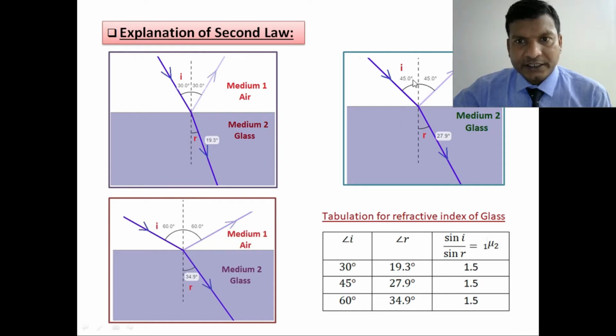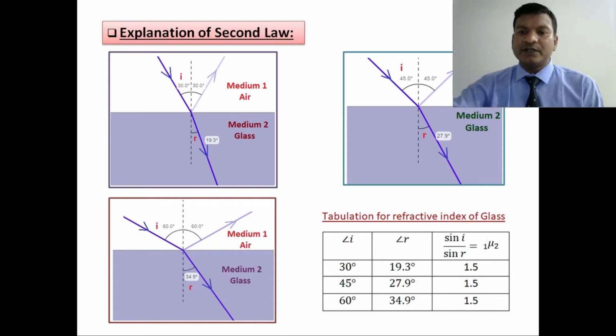See in the second diagram, angle of incidence is 45 degrees. You can see over there, angle of incidence 45 degrees. So it is written over there. And angle of refraction is 27.9 degrees. And therefore sin i by sin r is coming 1.5. And then in the third diagram, the angle of incidence is 60 degrees, angle of refraction is 34.9 degrees, and the value is coming 1.5. Approximately, it will be coming 1.5 in all these cases.